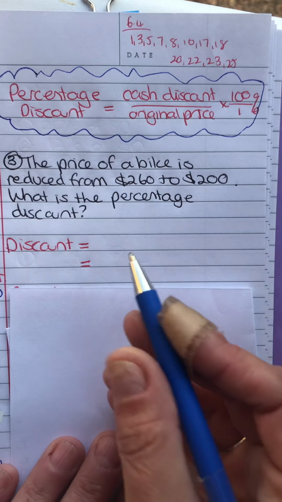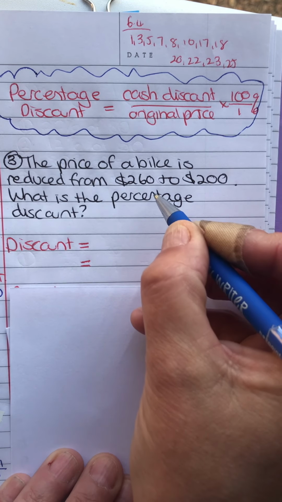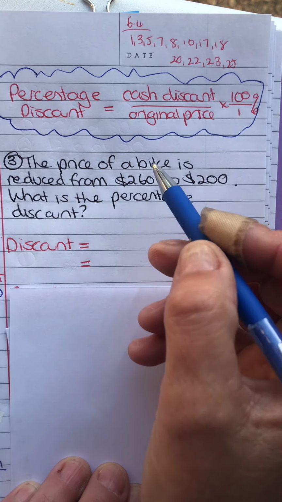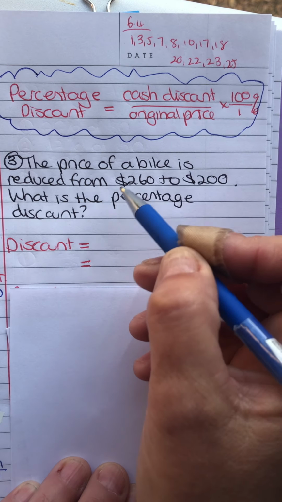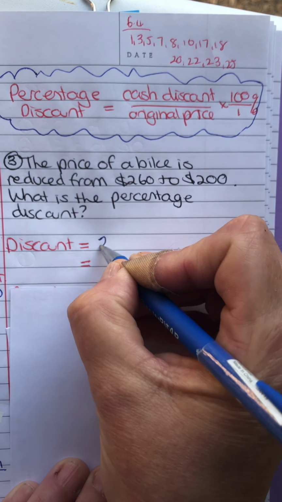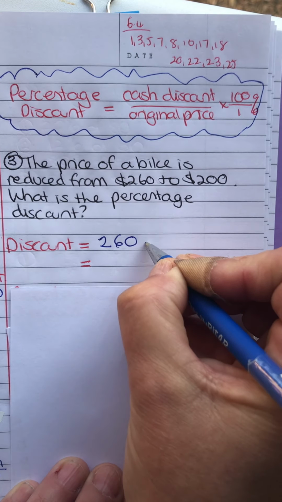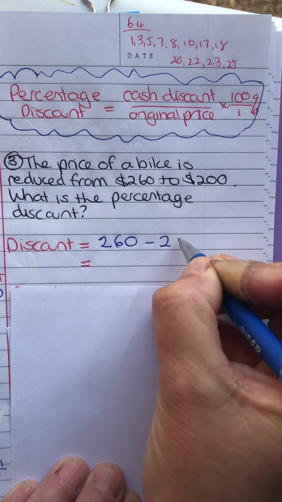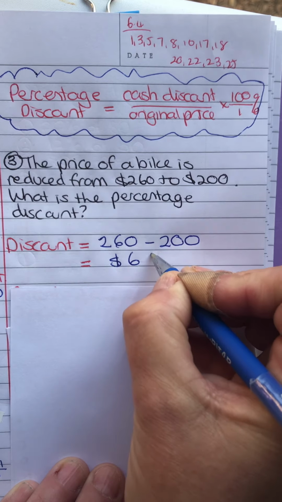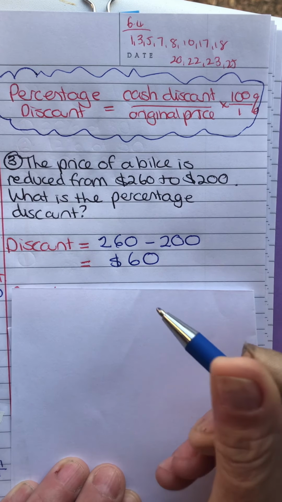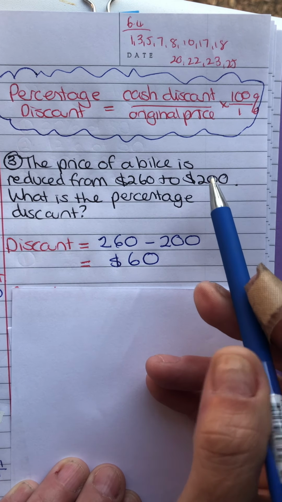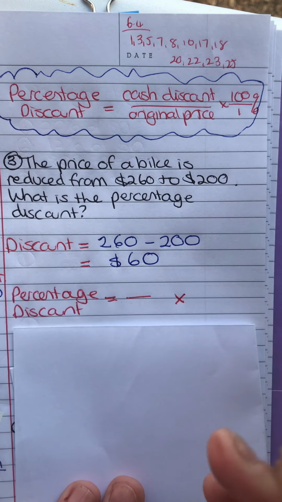So the first thing we do is we work out what the discount is. Now, if you're unsure, think about yourself. You walk into a shop, you see a bike for $260, it's got a cross through it, and it says it's $200. How much have you saved? So it was $260. You're only going to have to pay $200. So how much money do you not have to pay? What is the discount? So hopefully you can see that it's $60. So it's how much it was minus how much it is now, and that'll give you $60.